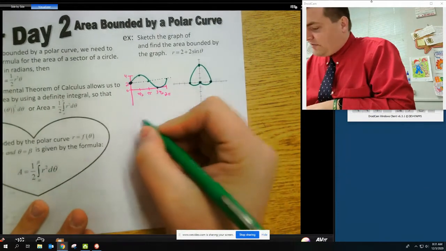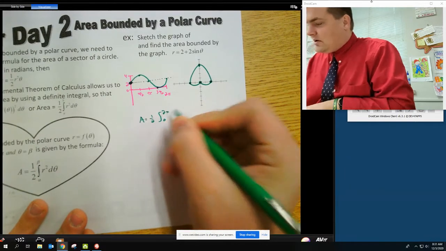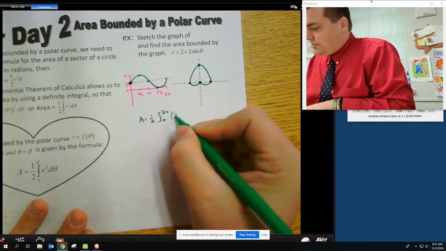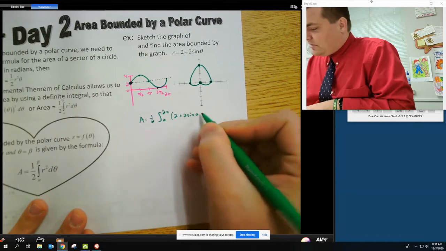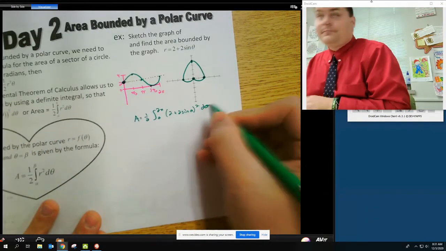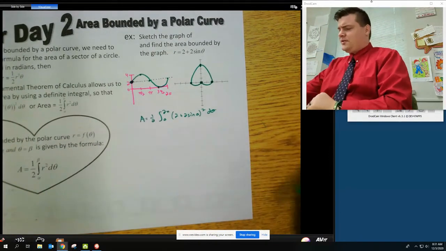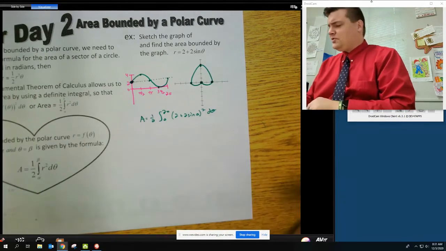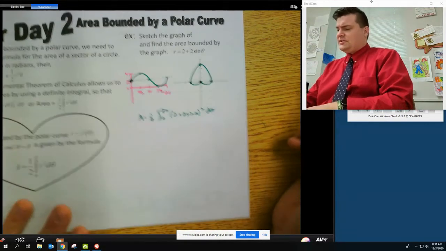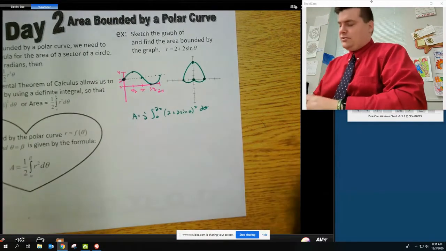So my area for this is 1/2 integral from 0 to 2 pi of r squared, which is going to be (2 plus 2 sine theta) all squared d theta. Okay. Sometimes these are calculator, sometimes they're not. This is calculator, then we pretty much just type this in. Let's treat this as a non-calculator because we just need to get used to this. So we need to expand this because there's nothing we can do otherwise.